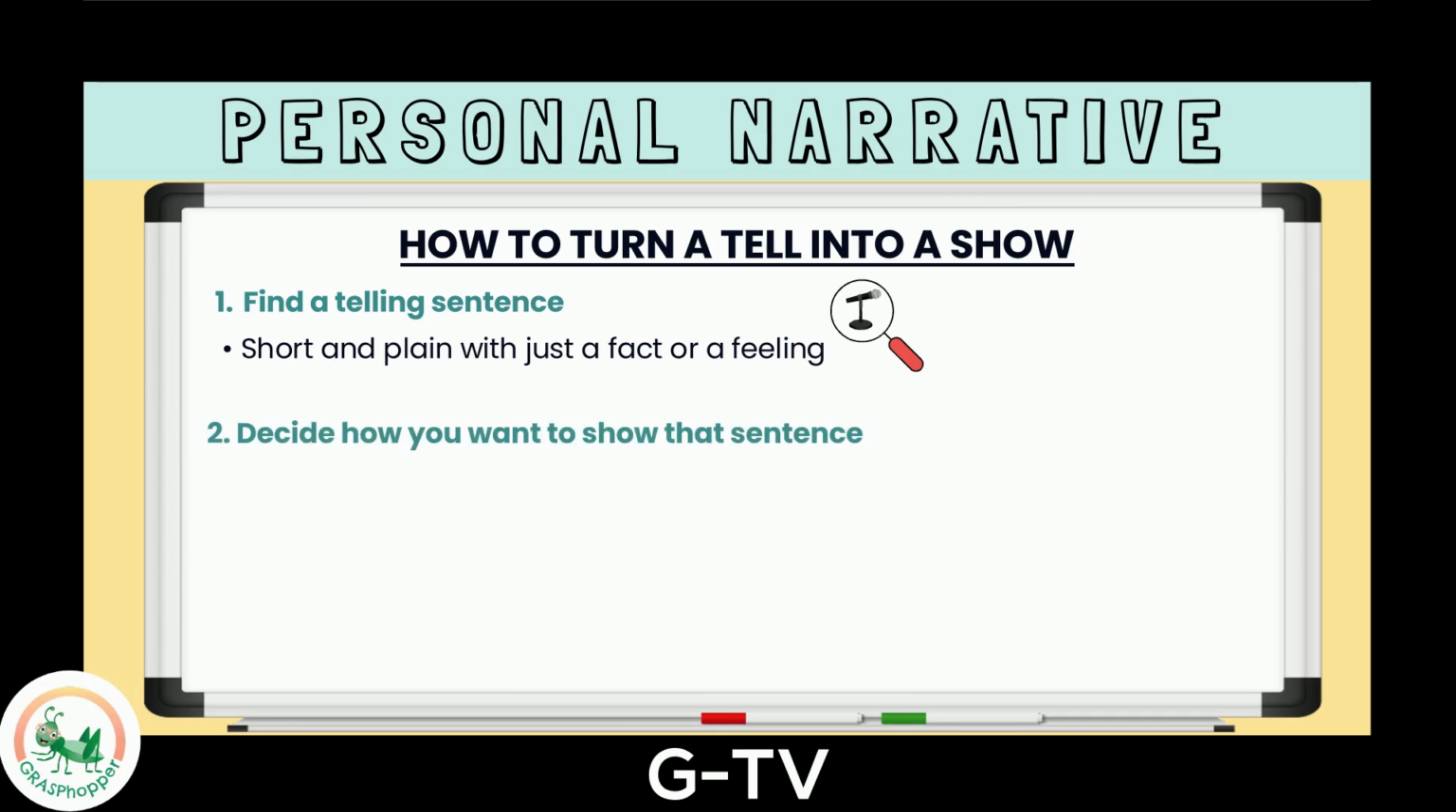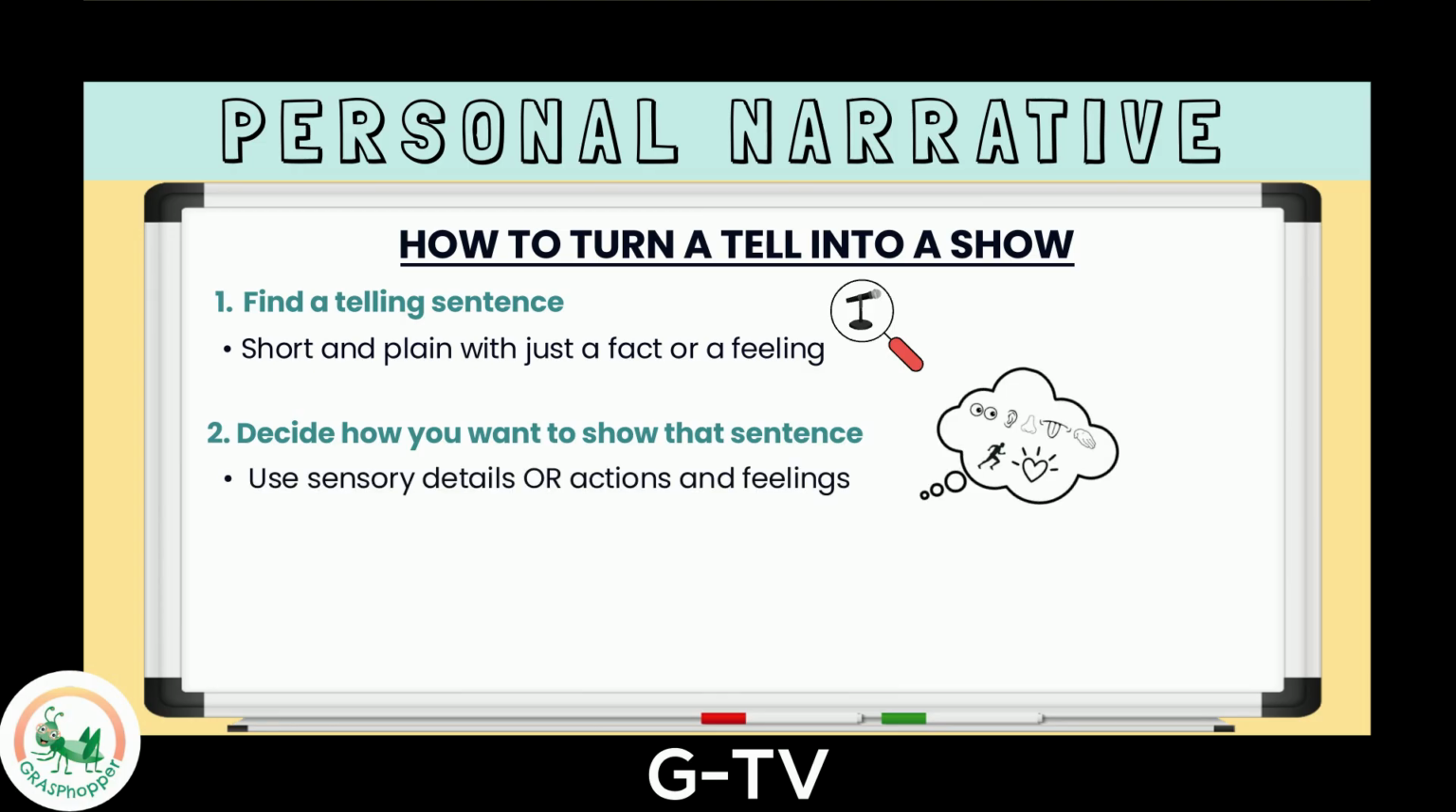Next, you decide how you want to show it. You can show with sensory details or actions and feelings. Asking yourself some questions can help you decide, like, do I want to describe what I saw, heard, smelled, tasted, or touched? Do I want to show it with what I felt or did? Writers don't have to use every sense. They just pick 1 or 2 that fit that part of the moment best.